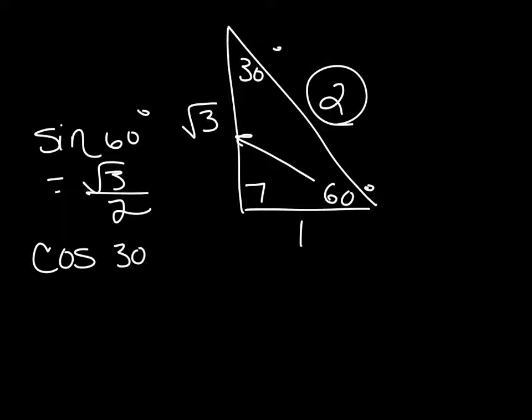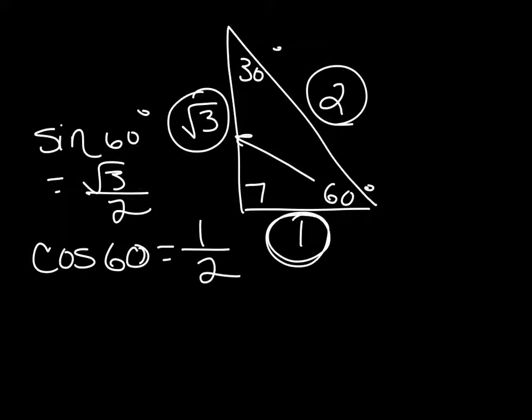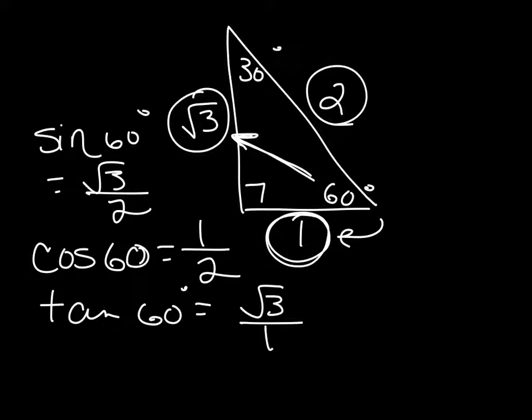Cosine of 60 degrees is side adjacent over hypotenuse. So adjacent of 30 is square root of 3, but adjacent of 60 is 1. Notice they're opposites. Tangent of 60 degrees, side opposite over adjacent, square root of 3 over 1, so it's square root of 3. So now we have the 3 basic trig functions of 60 degrees. So that's how we get those.